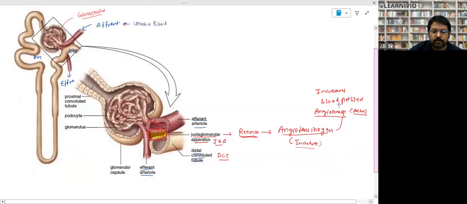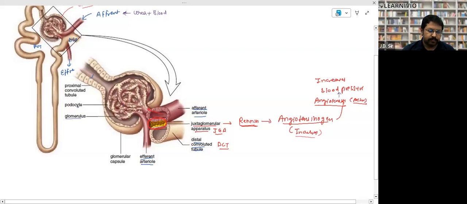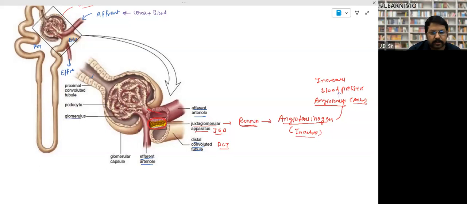This is the glomerulus. And these are podocyte cells. And this is just the glomerular capsule. Between the afferent, efferent, and DCT, there are certain cells I have tried to highlight in yellow. These cells are called the juxtaglomerular apparatus, JGA. These JGA cells secrete a hormone called renin, right?